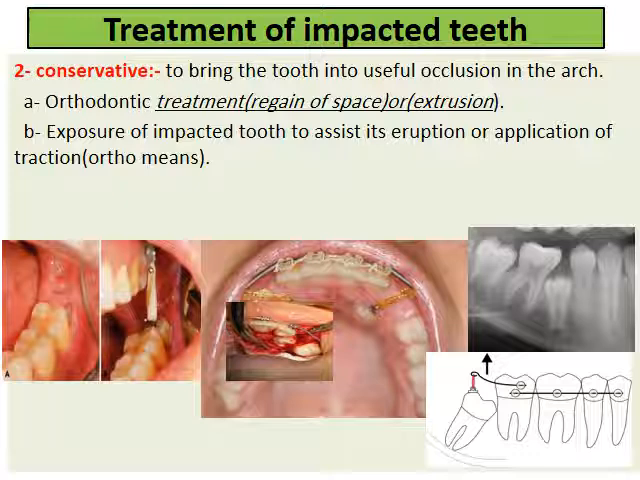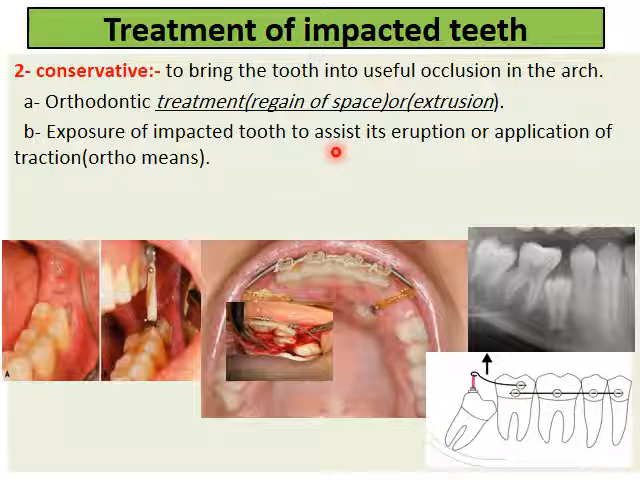The second line of options for treatment of the impacted tooth is the conservative treatment, which is to bring the tooth into a useful occlusion in the arch. If you look here, this tooth is impacted or unerupted, with lower 6 drifted and lower 4 drifted, so this needs regaining of space and then eruption. Here it may need extrusion of the third molar; they place a dental mini implant here and do extrusion, using force or sometimes another method.